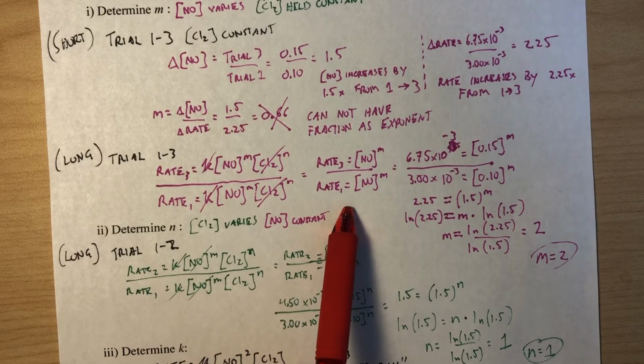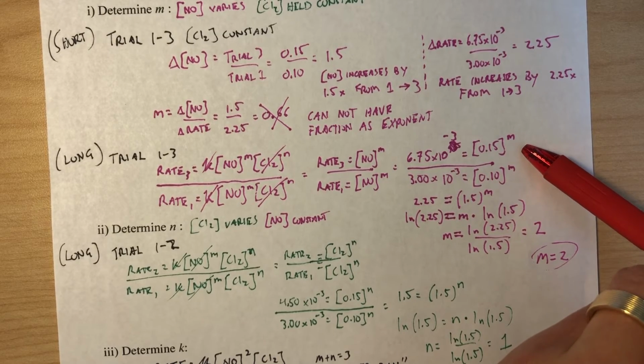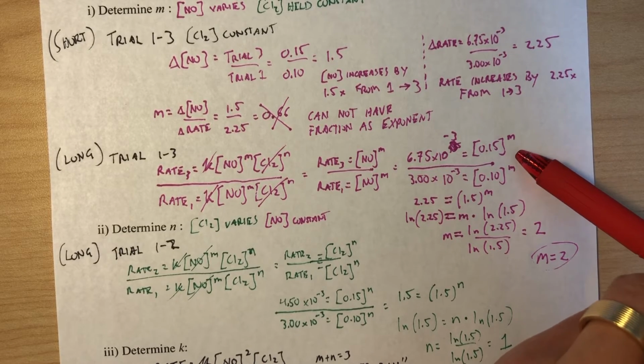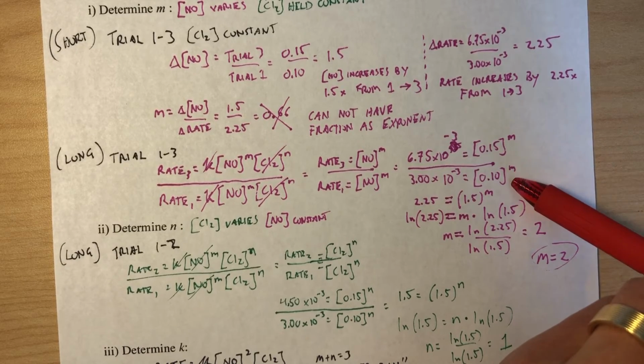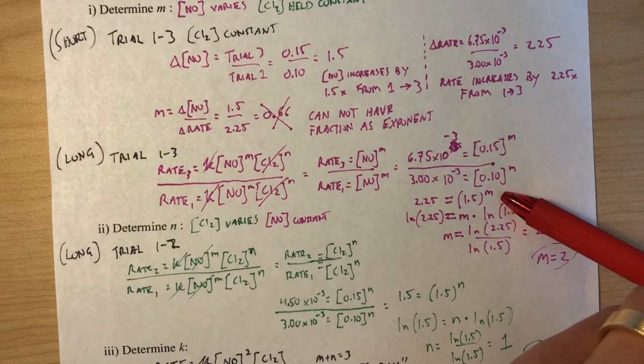And we have the rate of trial 3 divided by the rate law of trial 1. So what ends up happening is you have 6.75 times 10 to the negative 3, which is the rate at trial 3, divided by 3 times 10 to the negative 3, which is the rate at trial 1. And that's going to be equal to the concentration of NO at trial 3, 0.15 raised to the power of m, divided by the concentration of NO at trial 1, which is 0.1 raised to m. And what you get is 2.25 is equal to 1.5 raised to the power of m.